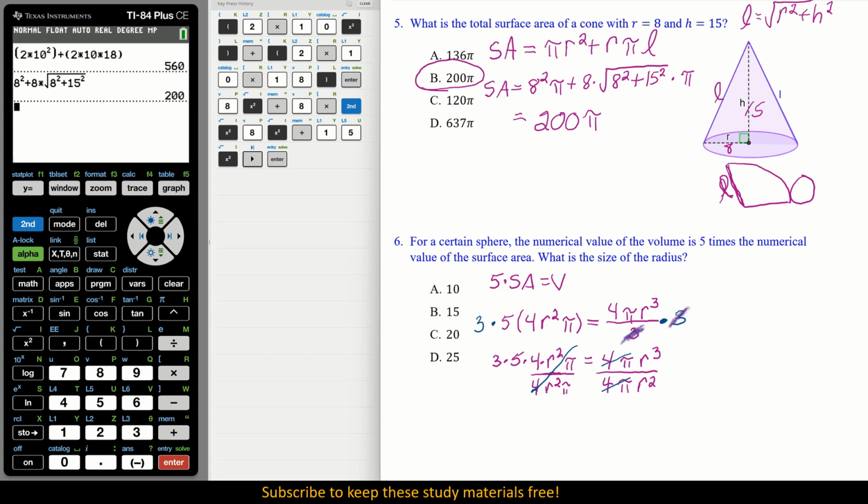Now what happens here? Well, use your rules. Use your rule of exponents. Well, that's 3 minus 2 is 1, so you end up with r. And then 3 times 5 is 15. So yes, the value of r is actually 15. Okay, that is the last question for this particular video.